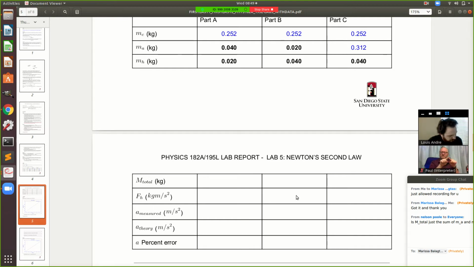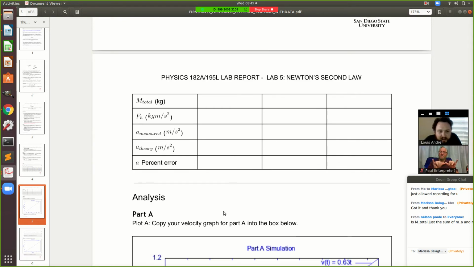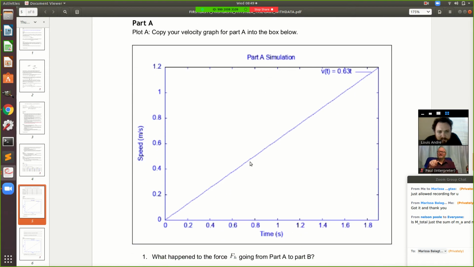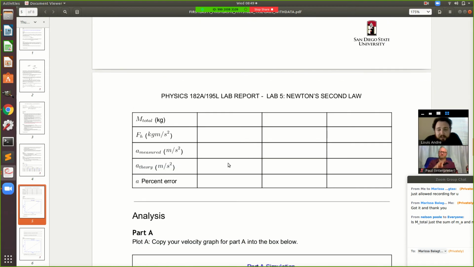Now, to find the next ones, A measured and A theory. A measured is going to be from the experiment. A measured is going to be whatever's in the experiment, the actual data they gave you. So you're reading that from this plot here. A theory is going to be what you calculate.